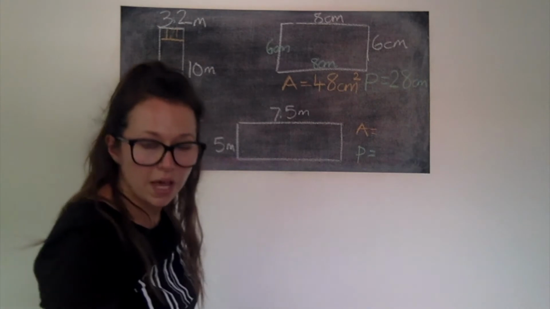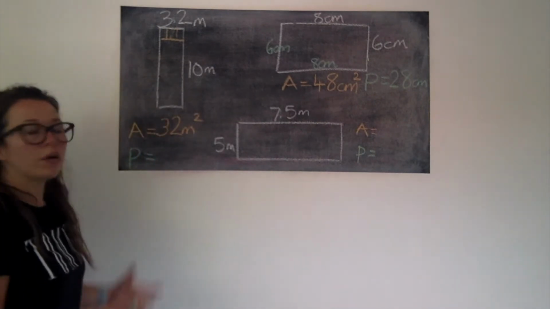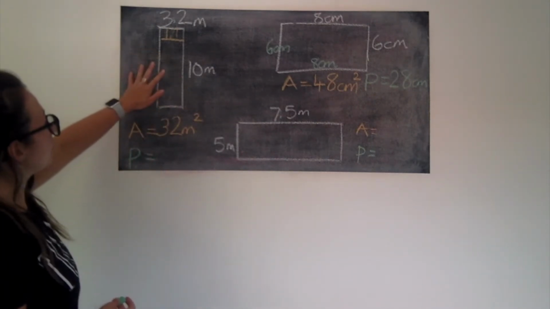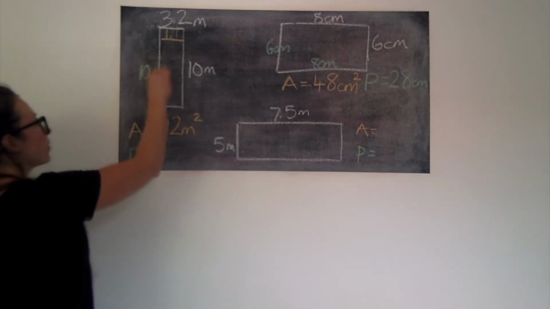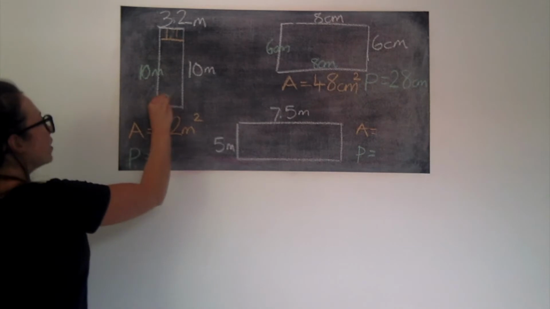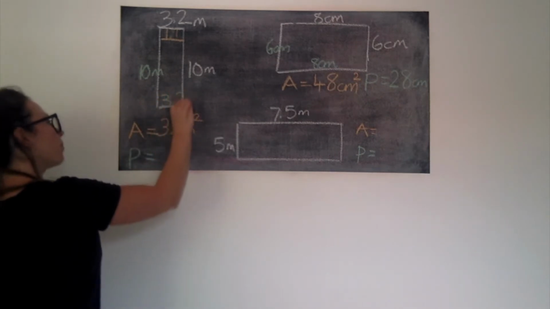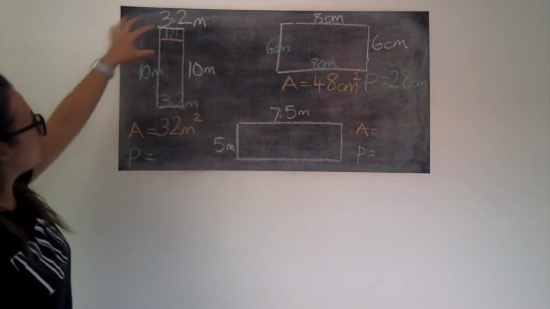Then for the perimeter, I'm going to do the same as before. I'm going to fill in the missing information. So again, I know it's a rectangle, so the opposite sides are equal. So that's 10 metres, and this is 3.2 metres. And then it's just a case of adding them all together.